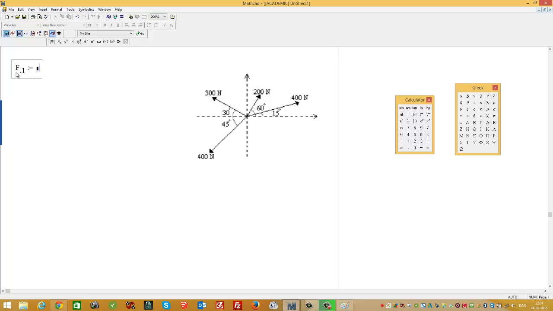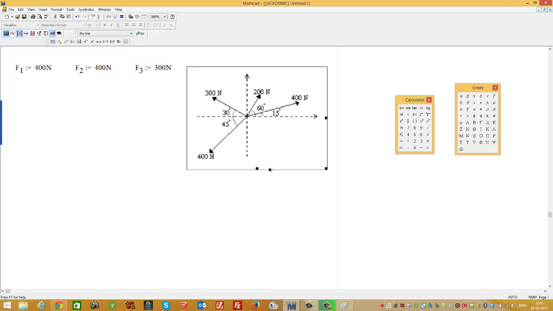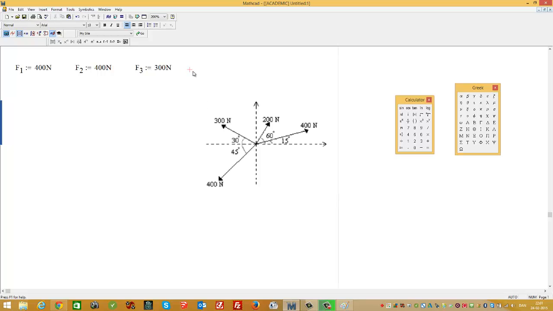F1 is 400 Newton, F2 is also 400 Newton, and F3 is 300 Newton, and F4 is 200 Newton. So I check again, F1 is 400 Newton, F2 is 400 Newton, F3 is 300 Newton, and F4 is 200 Newton. I can make it a little bit closer.